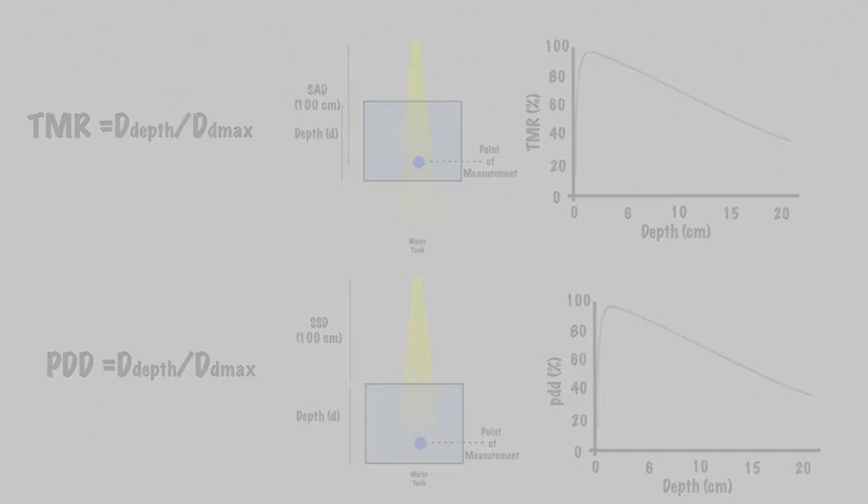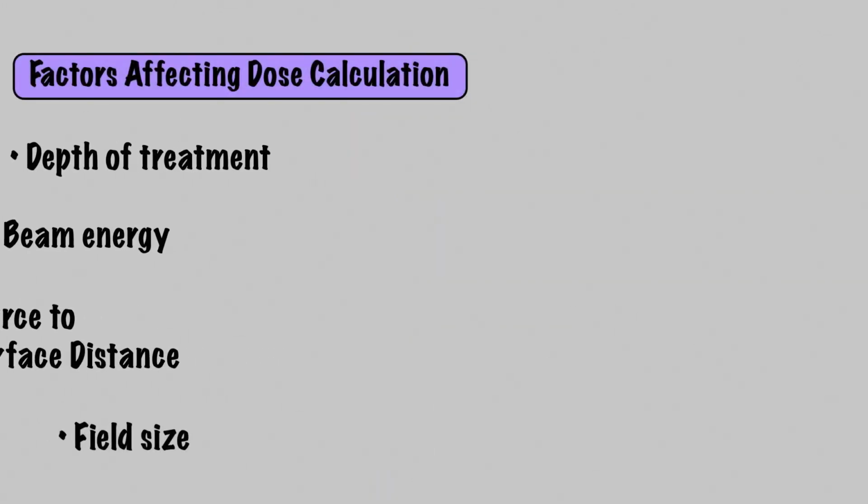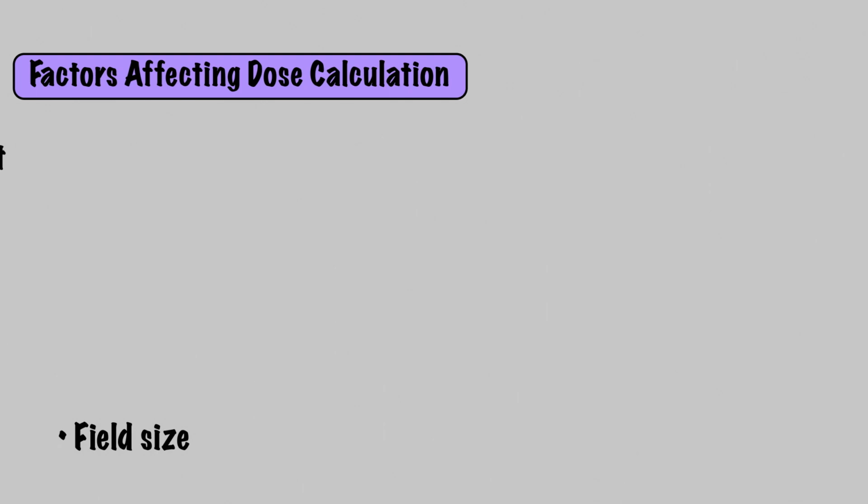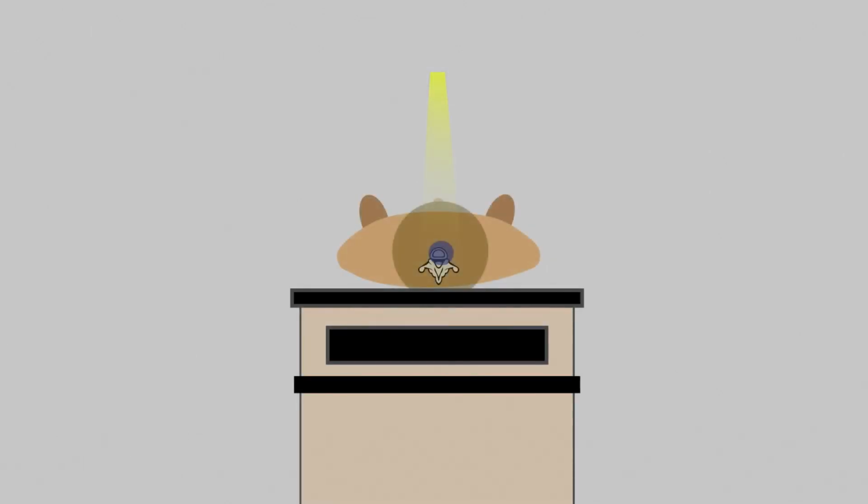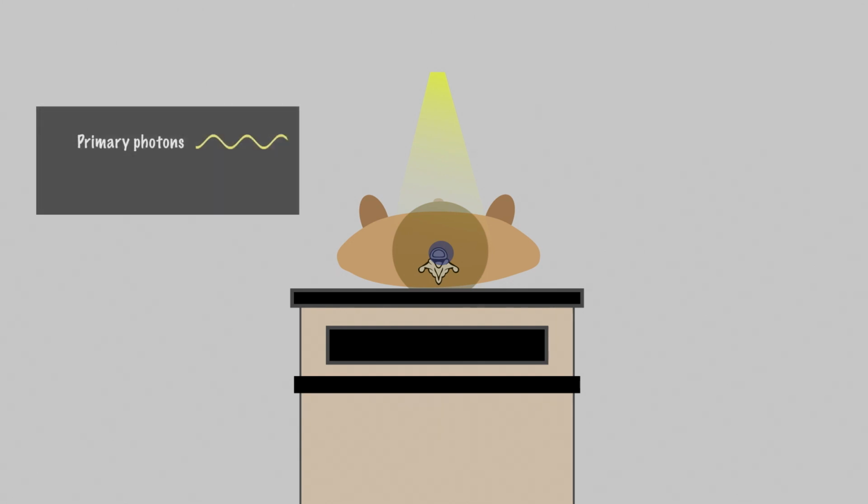This brings us to our last factor, field size. Output changes with field size. Intuitively, larger field sizes allow more photons through, and vice versa. Therefore, the number of monitor units required depends on field size. When photons are generated, they proceed to the patient as either primary or scatter photons. The dose distributed at the calculation point results from both these primary and scatter contributions.